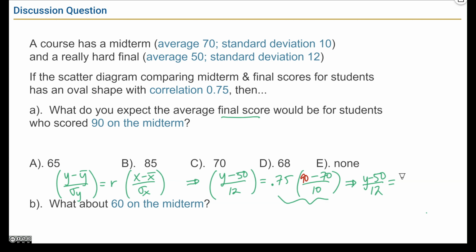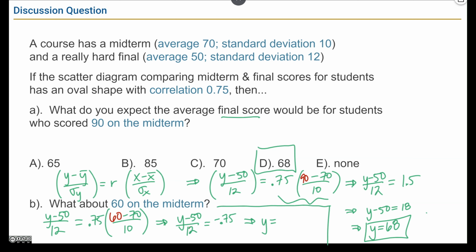My right side here simplifies to just 1.5. So then I have y minus 50 is equal to 18. So now I have that y is equal to 68. And that's what this model would predict. And so you can use that exact same reasoning in part B. And when you work through that, you're going to get 41.